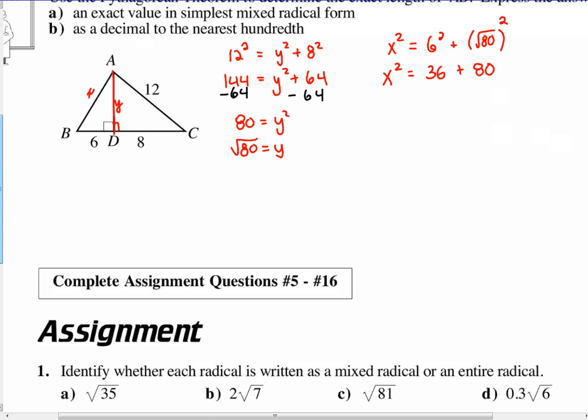See, if you rounded root 80 before to some decimal, and then you squared that rounded decimal, it's going to give you 79 point something, something, something. But really, your y squared is equal to 80. 80 plus 36. And now, square root. So let's simplify root 116.